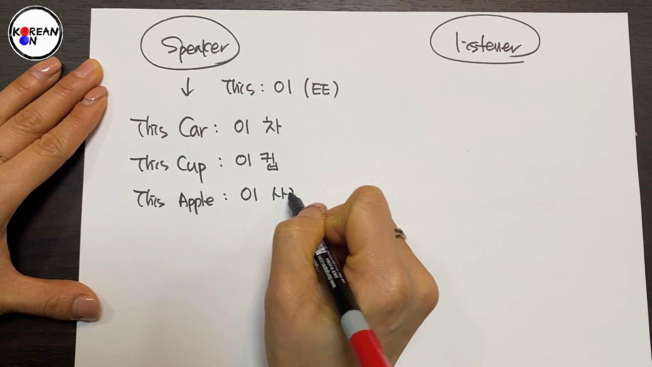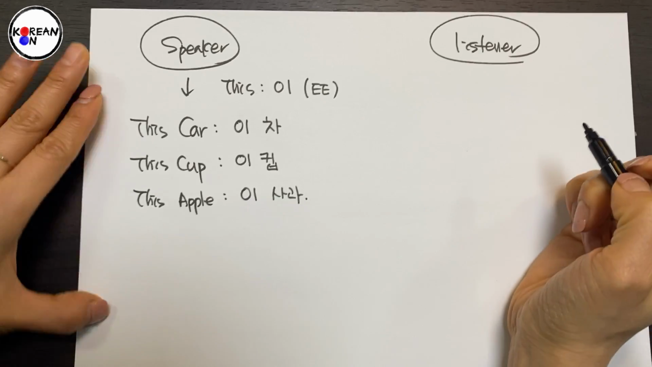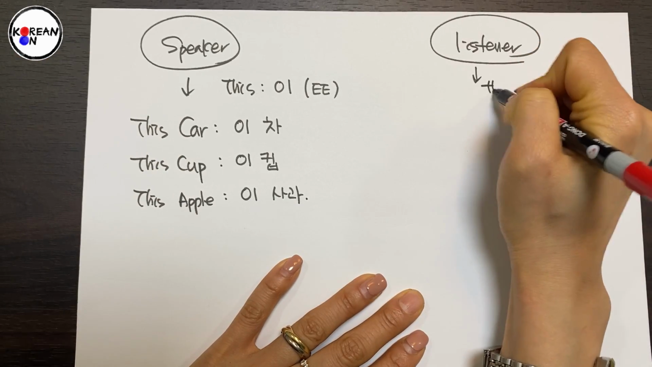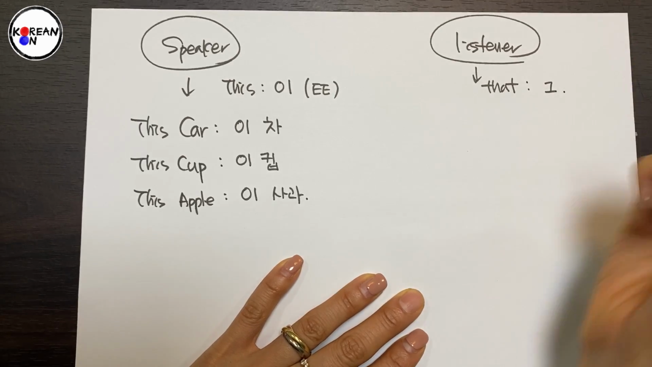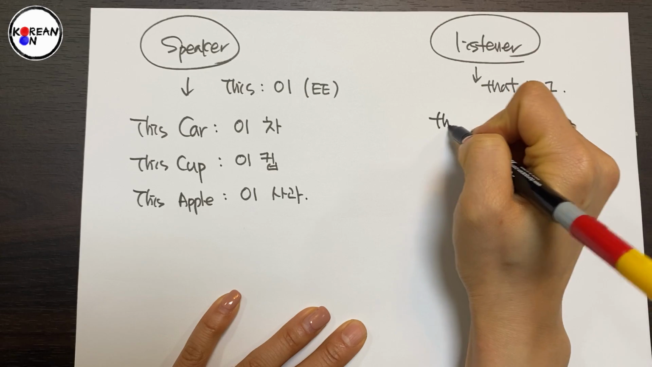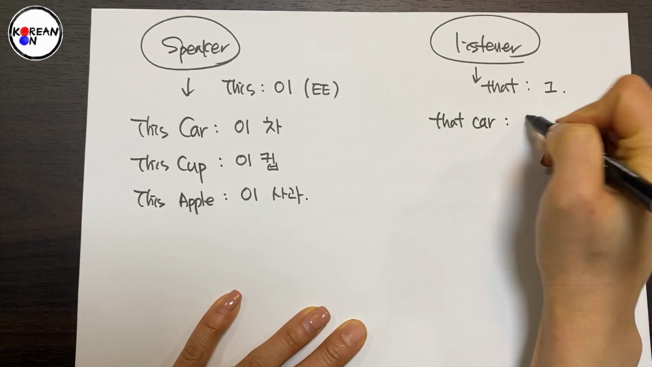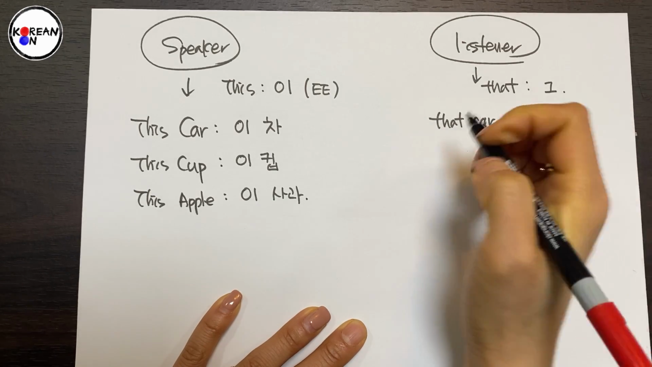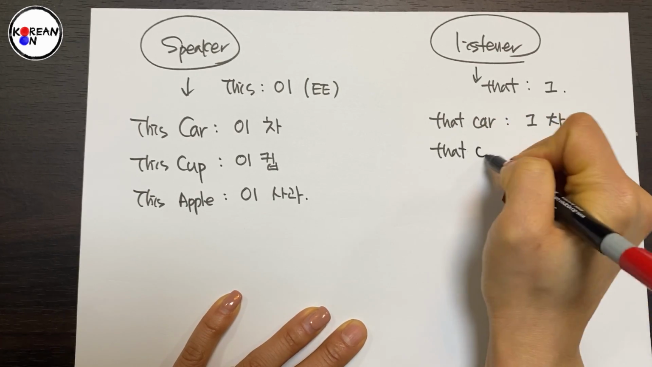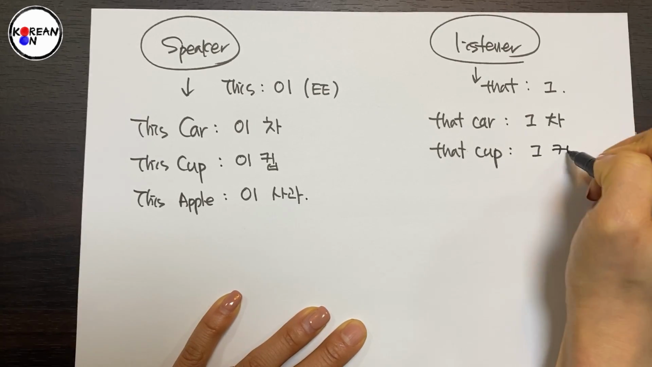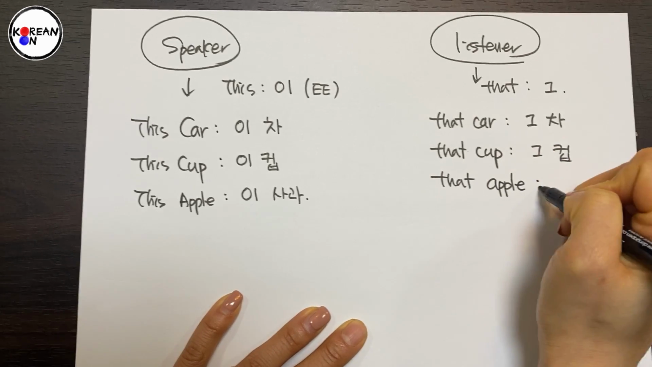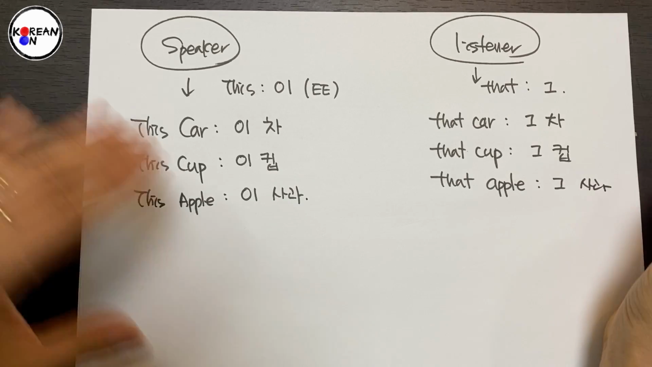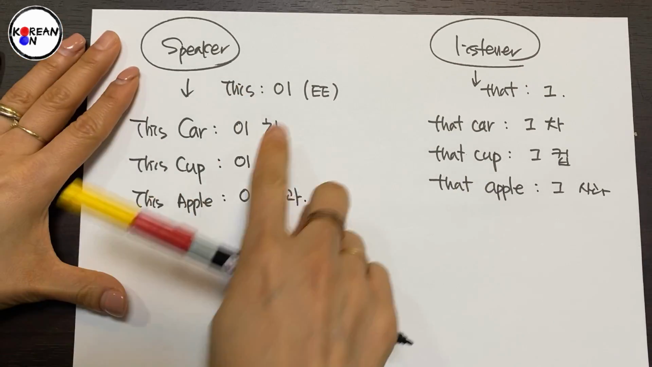이 사과. So let's talk about 그, which is that. As an adjective it is also located before a noun. 그. So, that car. 그 차. Or that cup. 그 cup. Or that apple. 그 사과.